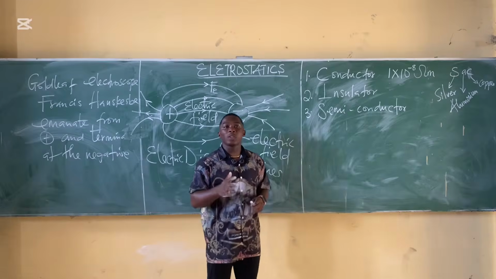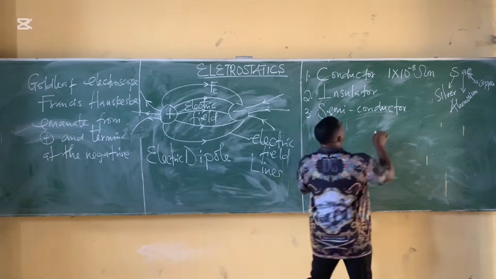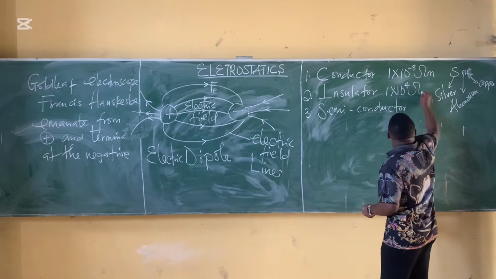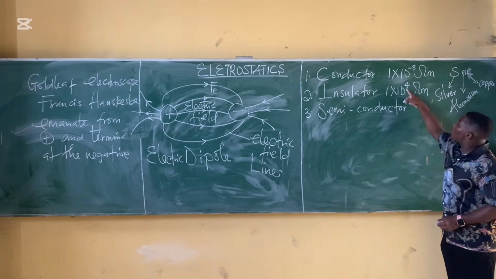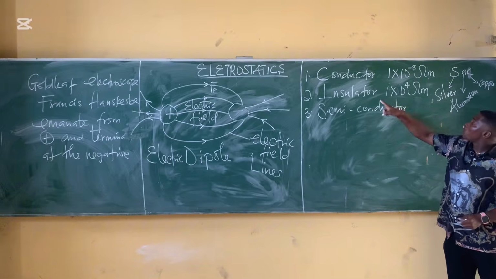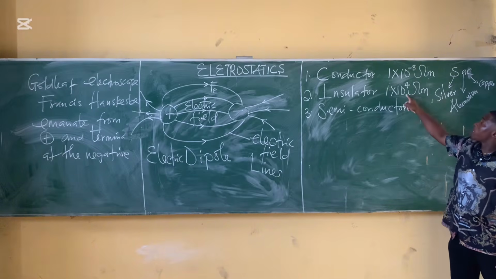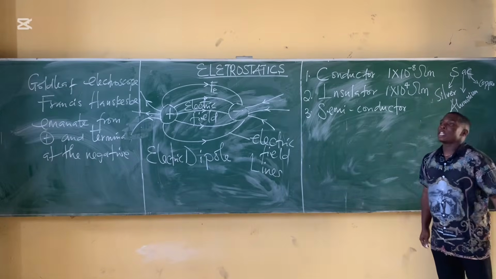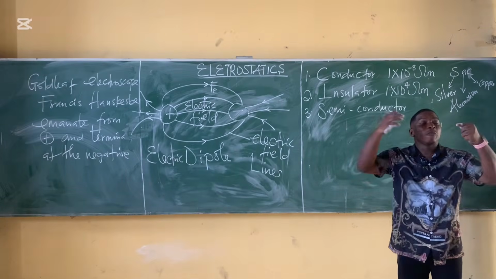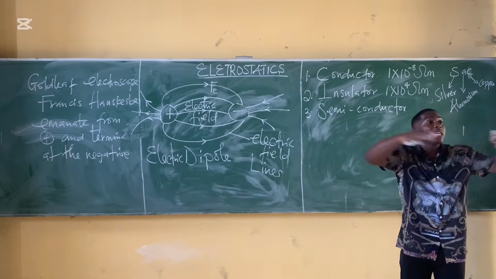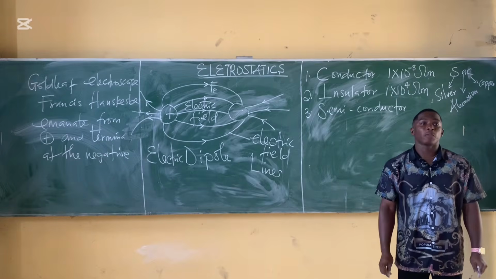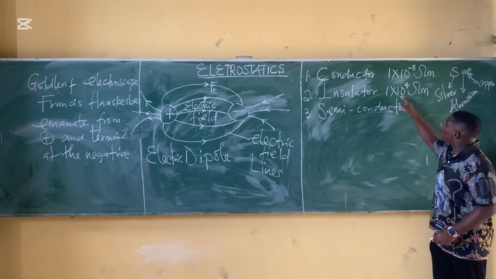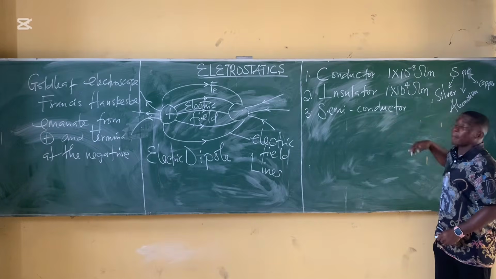The resistivity of insulators is 1 times 10 raised to the power 4 ohm meter. The resistivity of an insulator is a positive power. 1 times 10 to the power 4 is 10,000 ohm meter. It means the resistance is big enough to impede any form of flow of current.